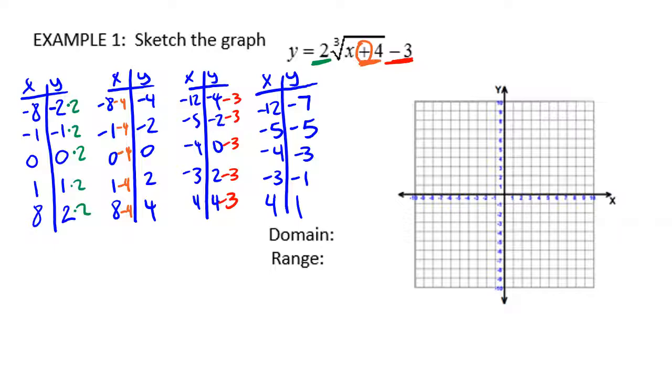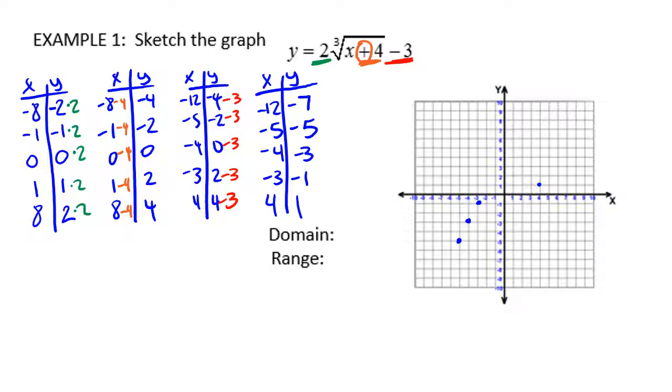In this case, I have a 10 by 10 graph, so I can't graph that first point, but I can go to negative 5, negative 5; negative 4, negative 3; negative 3, negative 1; and 4, 1.